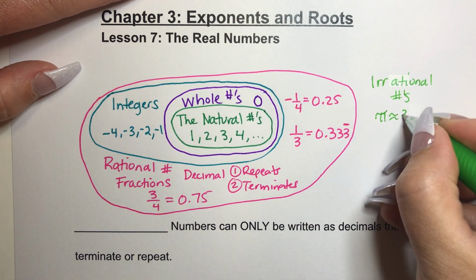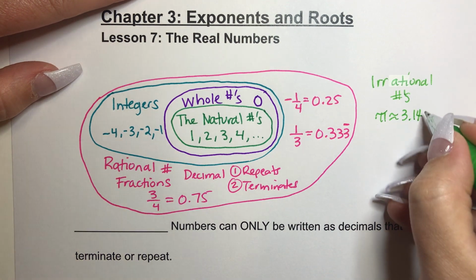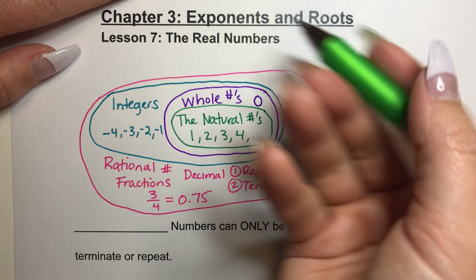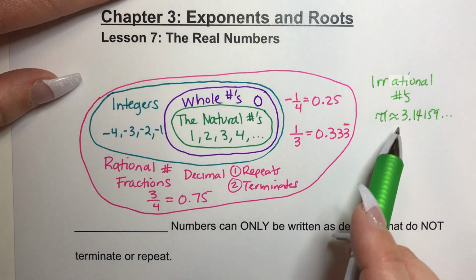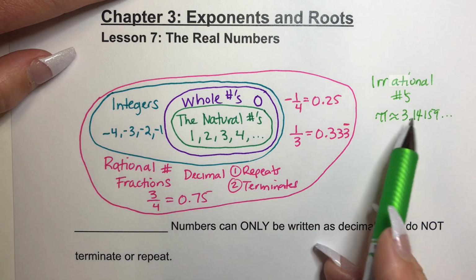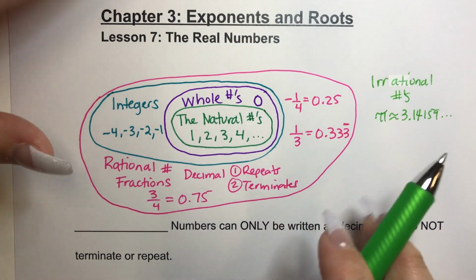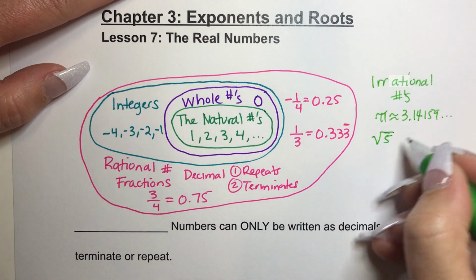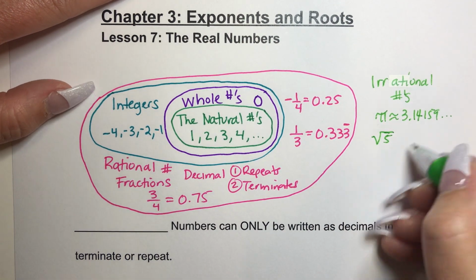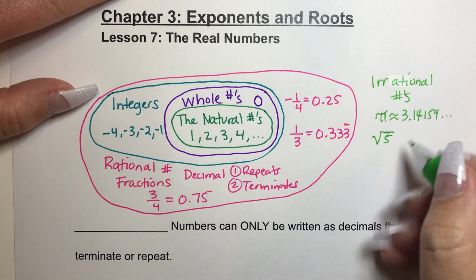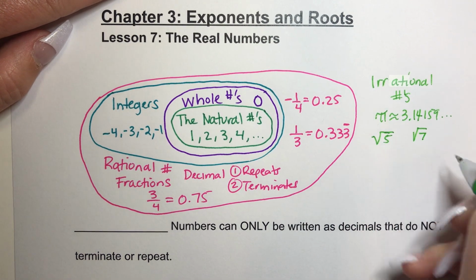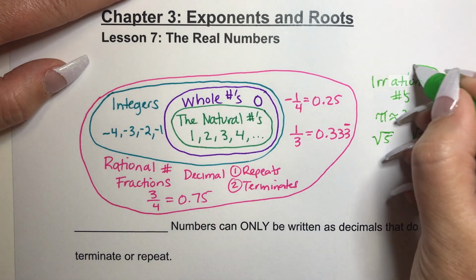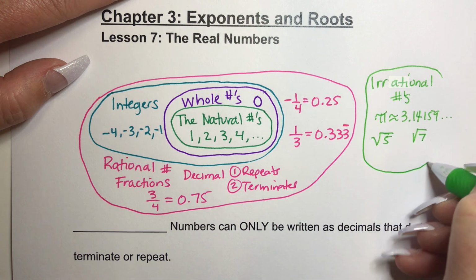It's approximately 3.14159... It keeps going on and on forever. So that's why it's not a rational number because it doesn't terminate. It keeps going on forever. So that would be an irrational number. Also square roots, like square root of 5. Square root of 5 is also a number that's going to go on forever. So any square root that's not a perfect squared number, so like the square root of 7, that would also be an irrational number. Okay, so these are in their own little group, irrational numbers.